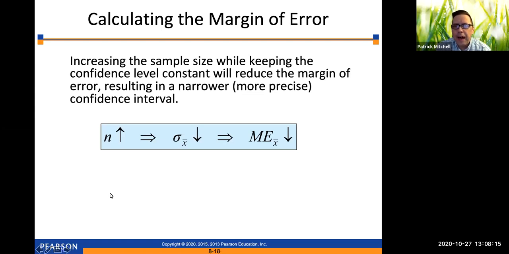Increasing the sample size while keeping the confidence level constant will reduce the margin of error, resulting in a narrower or more precise confidence interval. All right, so whenever you can, a larger sample size is better than a smaller sample size.